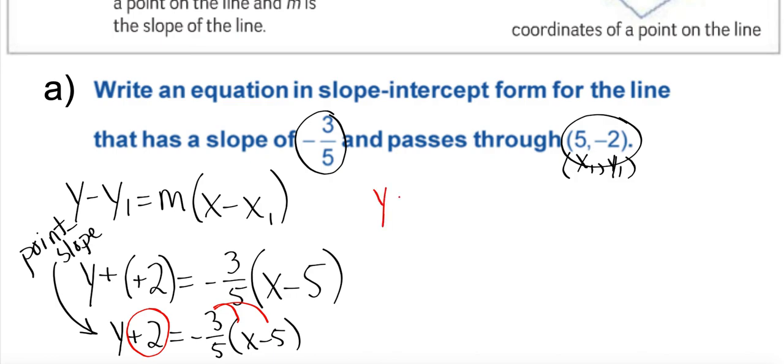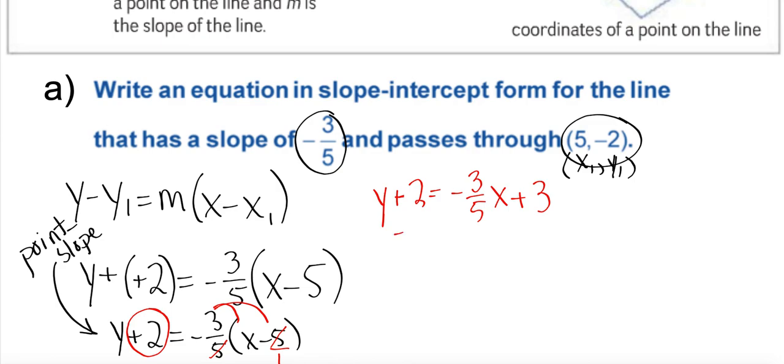So we got y plus 2 equals negative 3/5 x, and then we got a 3/5 times a 5. What happens when I take 3/5 times 5? That's like 5 over 1. We multiply fractions, those will cross cancel, so that's just a 3. Okay, 3/5 times 5 is a 3.